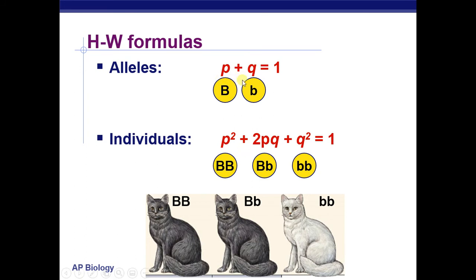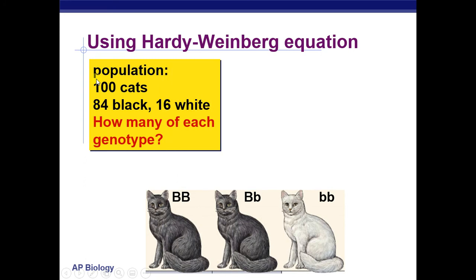So the frequency of each allele won't change from generation to generation. So we can use these to calculate the individuals and alleles of the next generation, if a population is in Hardy-Weinberg equilibrium. So let's say, what about this? There's a population of 100 cats, 84 are black and 16 are white. How many are of each genotype?